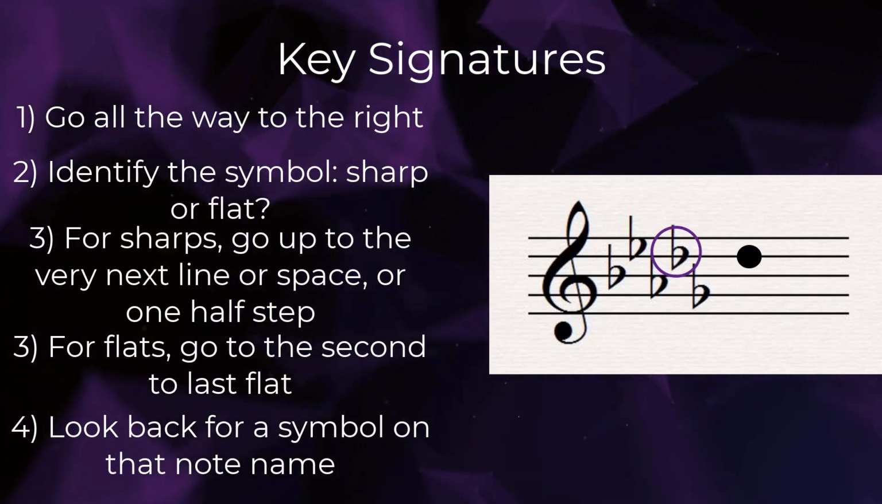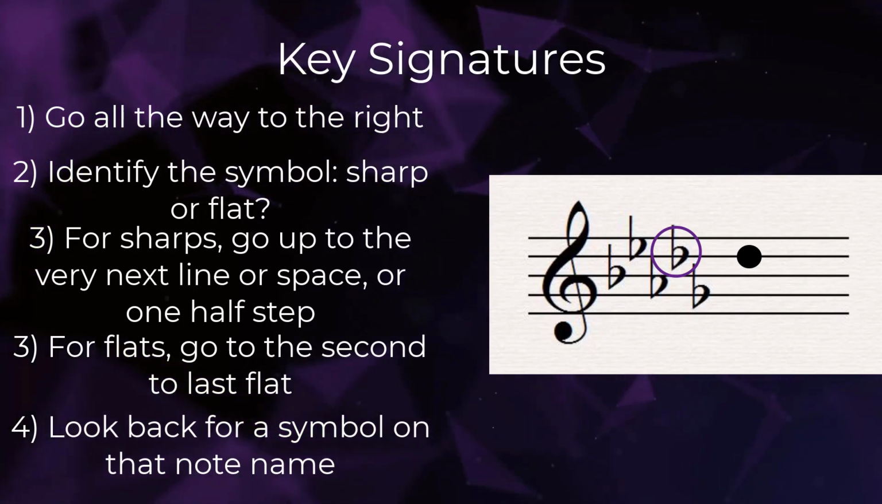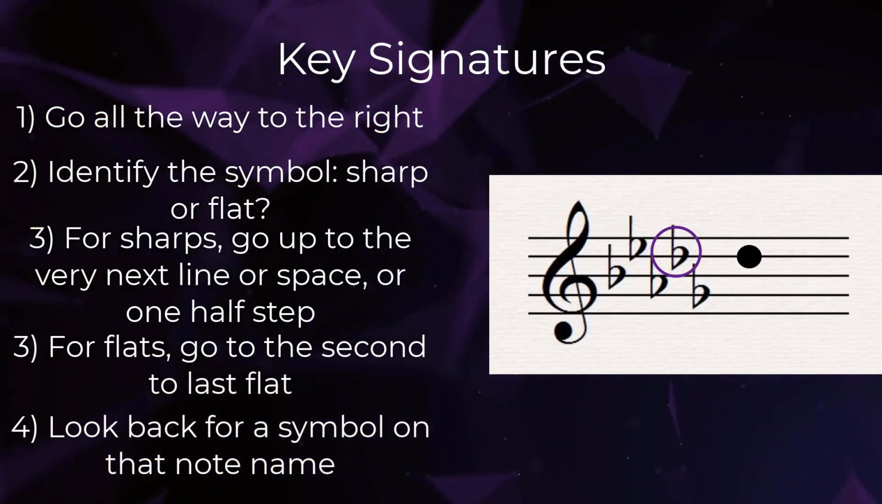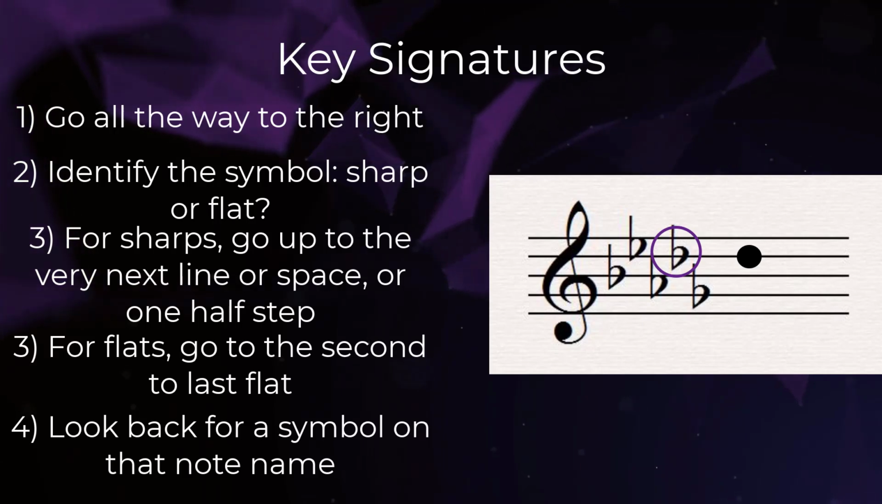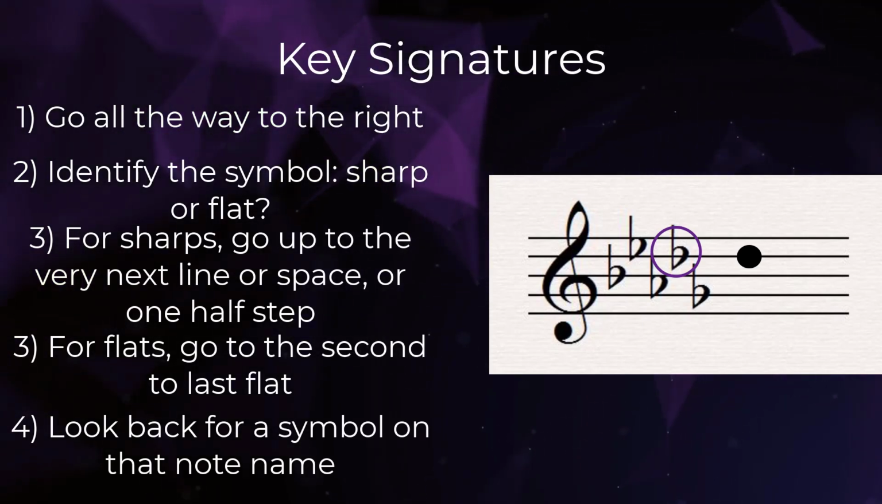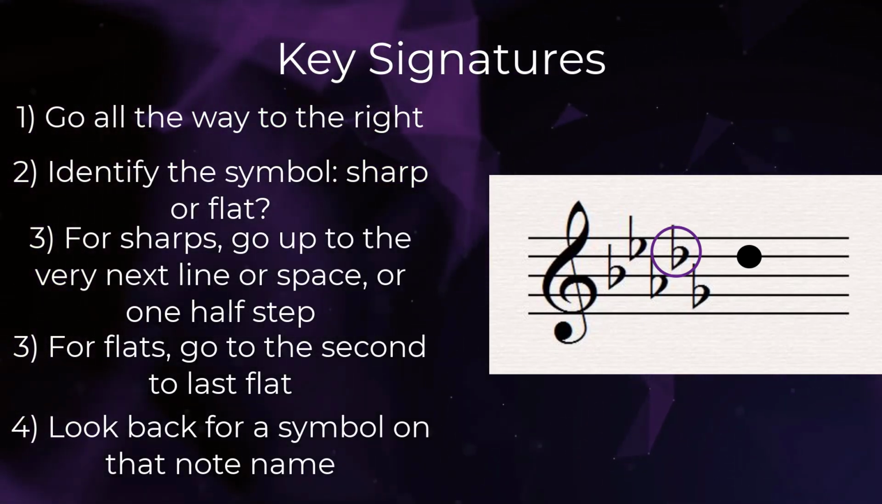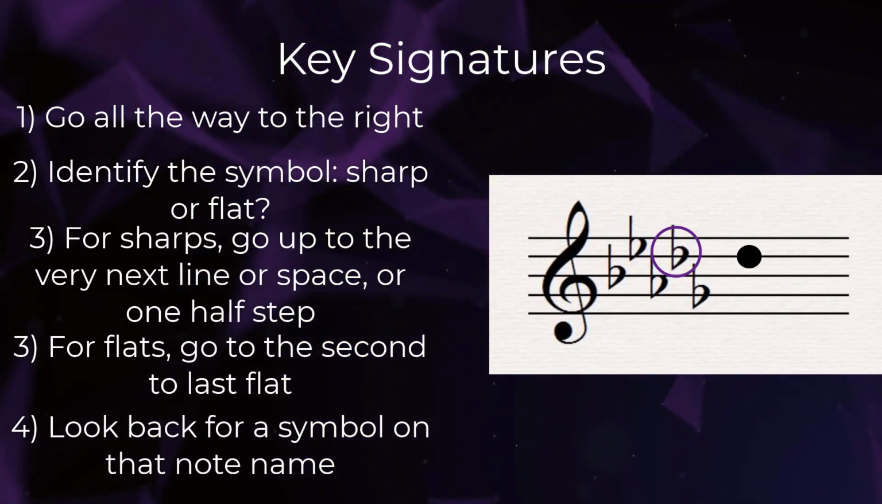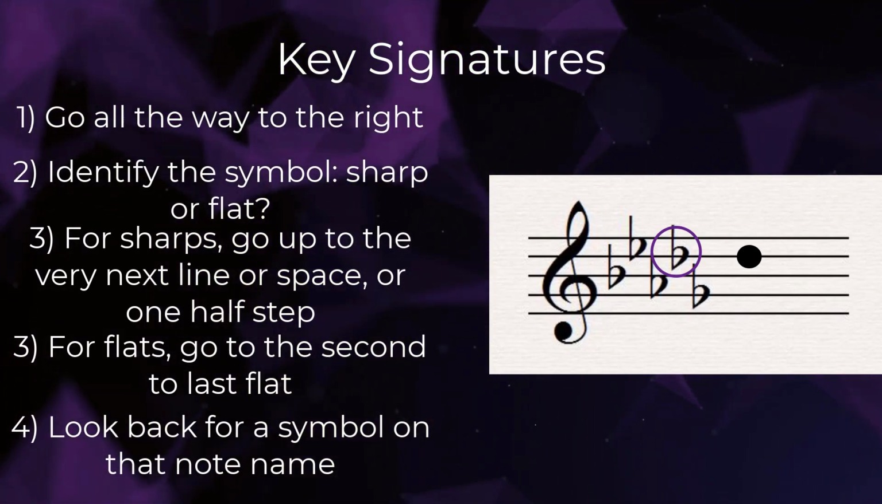Now the same last step occurs. We look in the key signature to see if there is an accidental on that note's space. If there is, like in this instance, we must include the flat in our key name. So this isn't D major, it is D flat major.